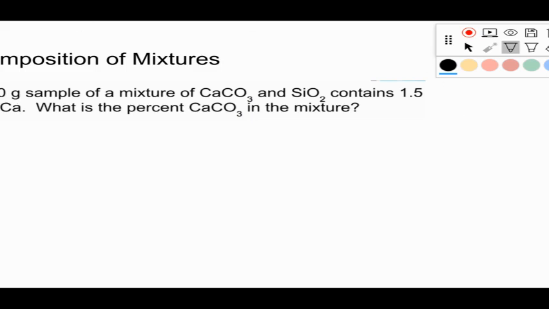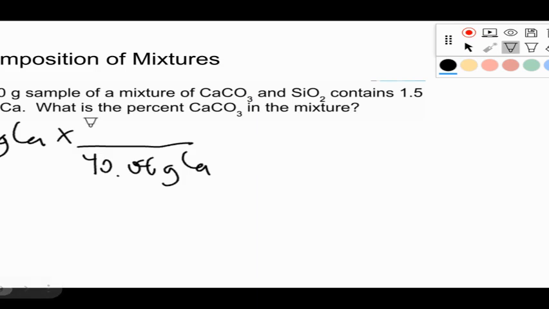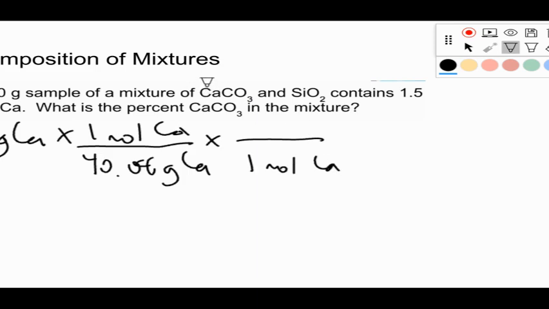So first thing is I've got to get to grams of my CaCO3 before I can use that percent equation. So I'm going to start with my given. This is my total sample, so I don't use it yet. So I'm going to use the 1.5 grams of Ca. I'm going to divide by the mass of calcium, which is 40.08, to 1 mole of Ca, times 1 mole of Ca. If I look at the formula, again, there's 1 Ca in it, so it is equal to 1 mole of CaCO3.